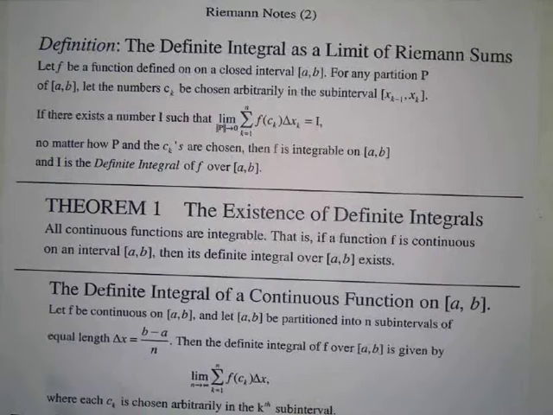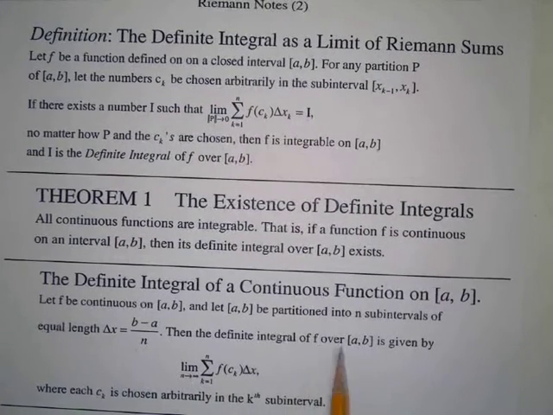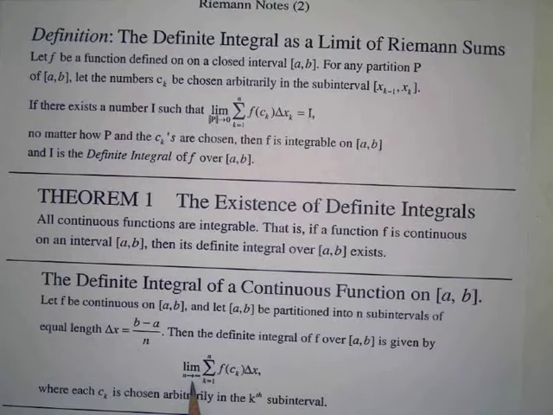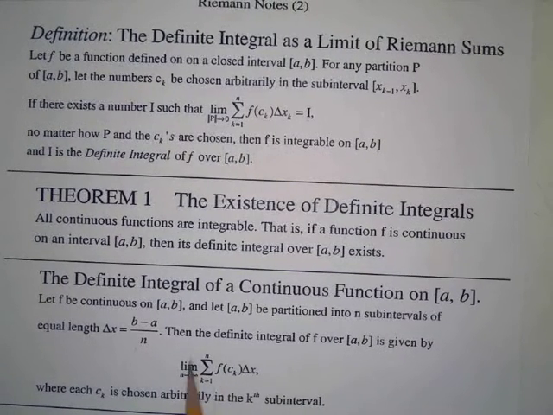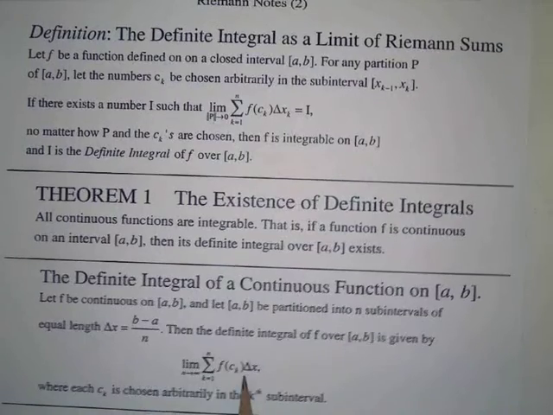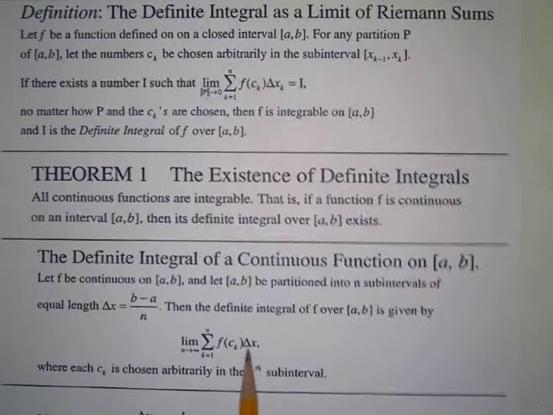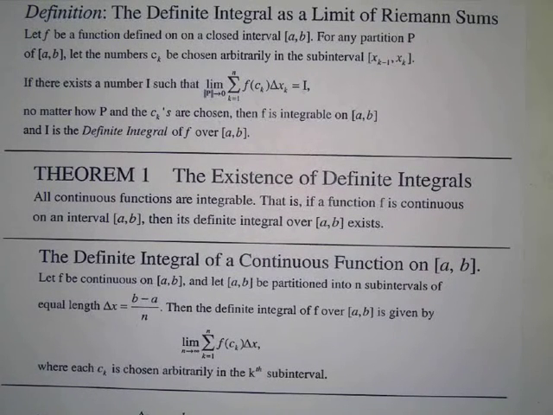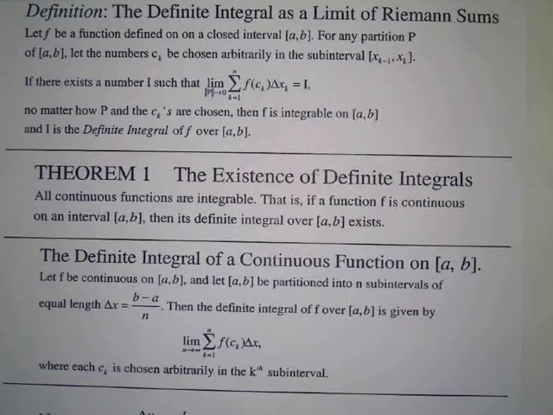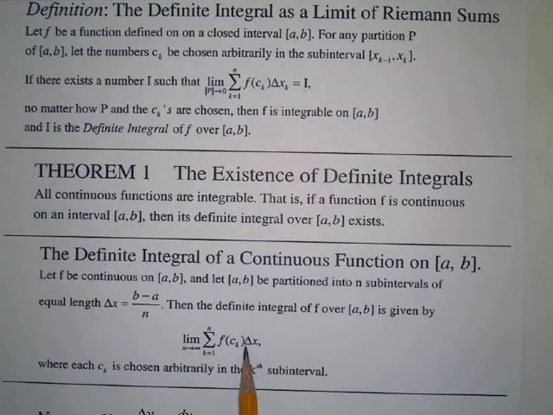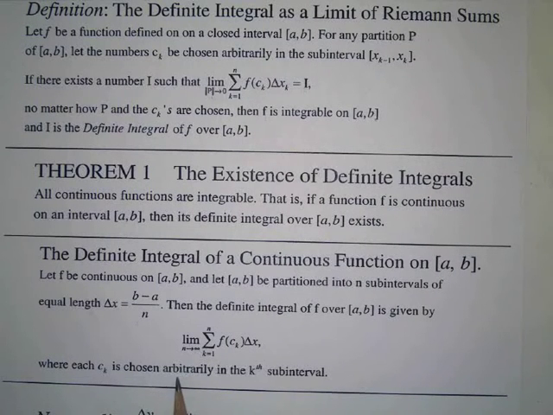If we call this delta x, then the definite integral of f over [a, b] is given by this summation, which equals the limit as n approaches infinity of the summation of all these areas, and the bases are all going to be the same. Remember, when we did our LRAM, MRAM, or RRAM, we could factor out that base, and it made our calculations a little bit easier. That's what we're doing here. We use the same base because we use equal subintervals, where each c sub k is chosen arbitrarily in the subinterval.